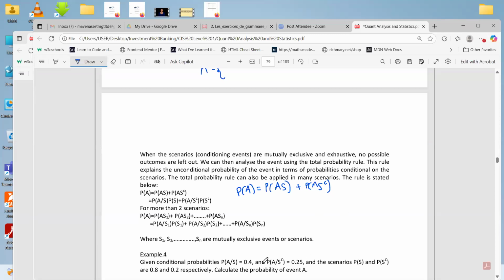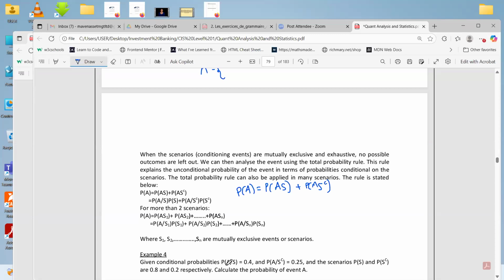So the complement bit has been explained here. Are we clear? If the examiners wanted to make it more difficult, they'll just give you probability of S alone. All right? You should be able to deduce the probability of S complement by yourself. I hope that is settled. 1 minus this.